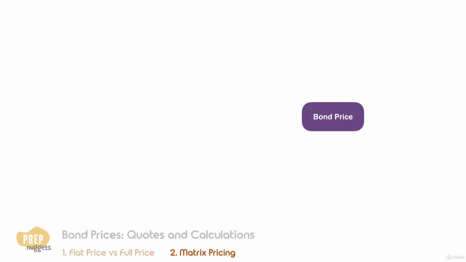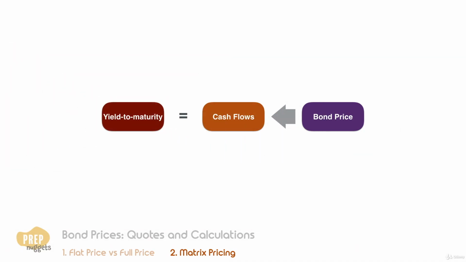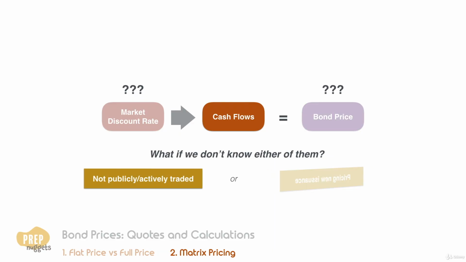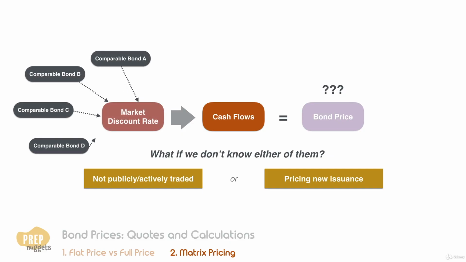Thus far, our discussion has focused on the use of a bond's market price to calculate its yield to maturity, or reverse the process and apply a known or estimated market discount rate on a bond's future cash flows to calculate the value of a bond. What if we don't have either of them? This can happen in the case where the bond is not publicly or actively traded, or we're trying to price a new bond issue. In such situations, it's common to estimate the market discount rate and price based on the quote or flat prices of more frequently traded comparable bonds.